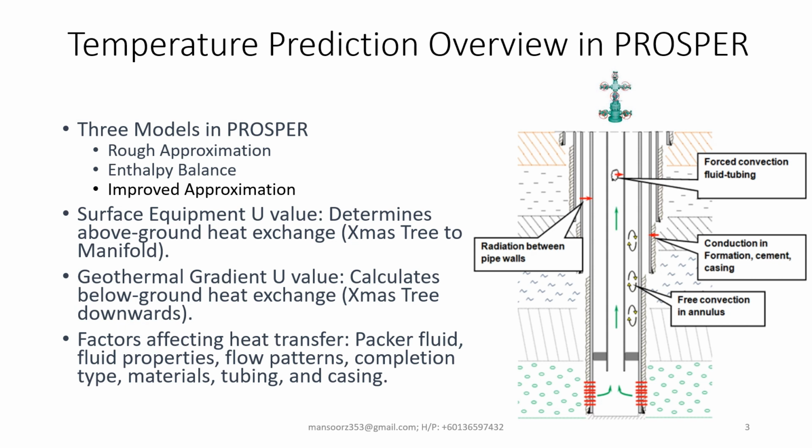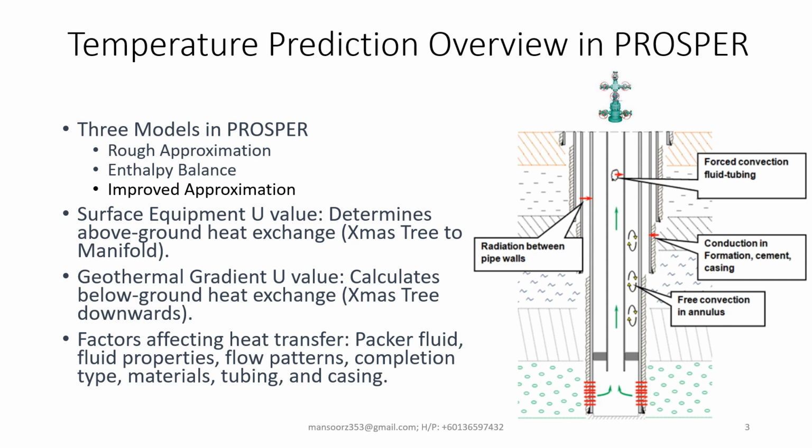Okay, so the U-value is entered in two sections in Prosper: in the surface equipment and also in the geothermal gradient section. The surface equipment section is used to determine the heat exchange for equipment located above ground, specifically from the Christmas tree to the manifold. On the other hand, the U-value keyed in the geothermal gradient section is employed to calculate heat exchange for equipment situated below ground, specifically from the Christmas tree downwards.